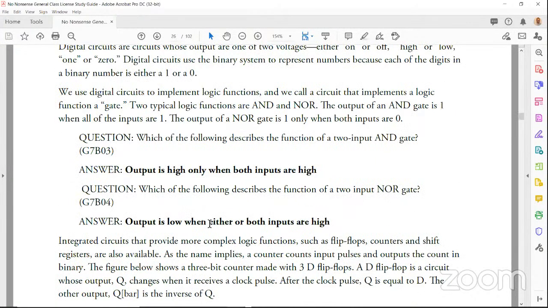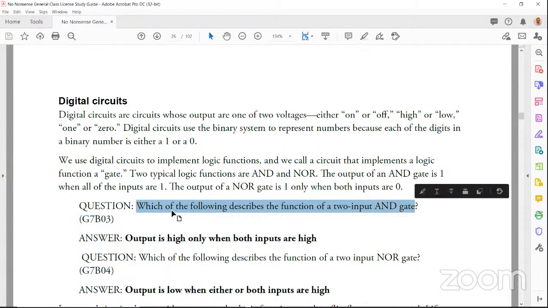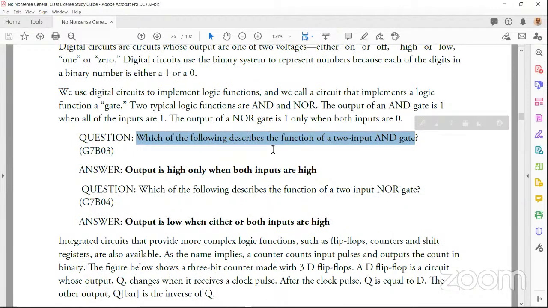Moving right along. Next question in the question pool. Which of the following describes the function of a 2-input AND gate? Let's dissect that question a little bit. What they're asking about is the function. How does it work? You have some inputs, you have some outputs. So how does that work?